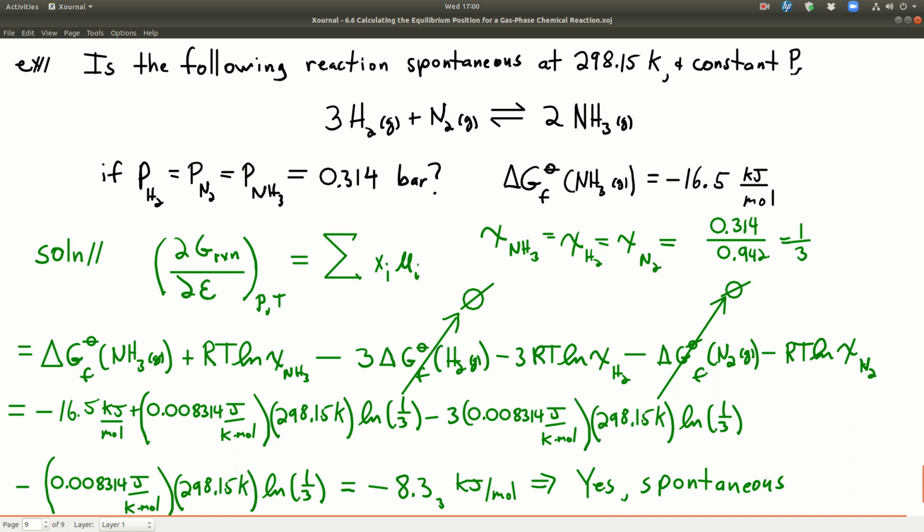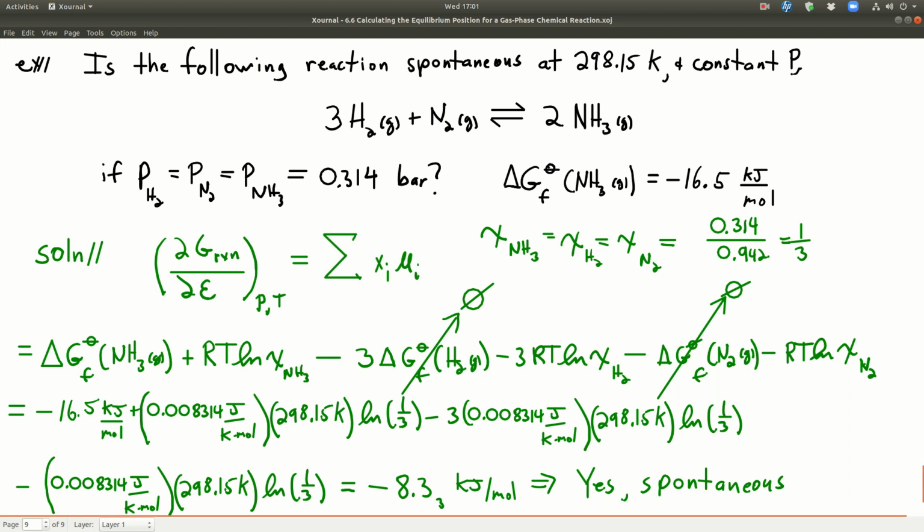So the mole fraction of each of the species is just the partial pressure divided by the total pressure. 0.9442 is just the sum of 3 times 0.314. So it's 1/3 for each of these. So what we're going to do is use this form right here.